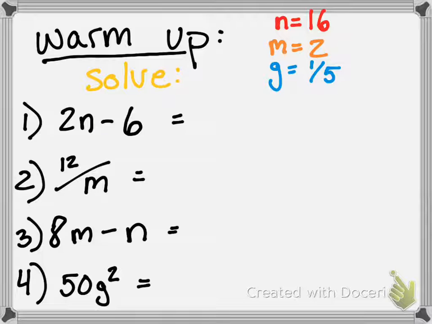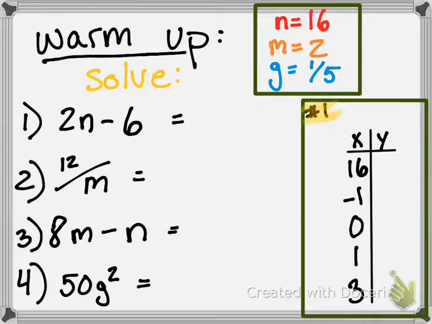So n is equal to 16, m is equal to 2, and g is equal to 1/5. In this case, m does not mean slope. We're not doing it like that. They just designated a letter. All we're doing is plug and play. So this is pretty easy stuff. All we are doing is plug and play.